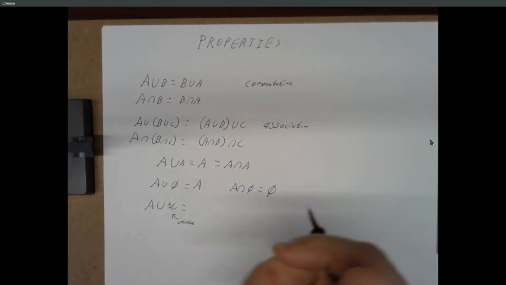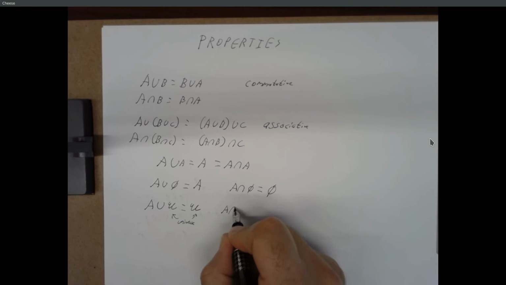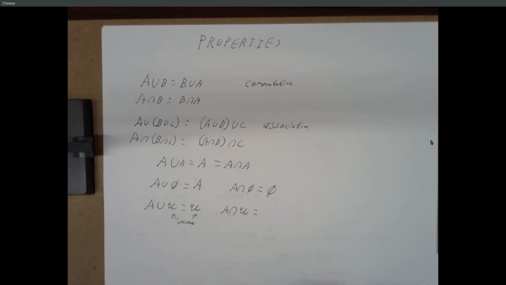Things that are in A or in the entire universe, that's just going to be the universe. How about A intersect the universe? Things that are in A and also in the universe, that's just the set A. Let me know if this starts to feel familiar in any way, shape, or form.